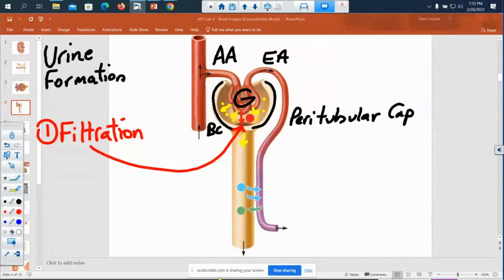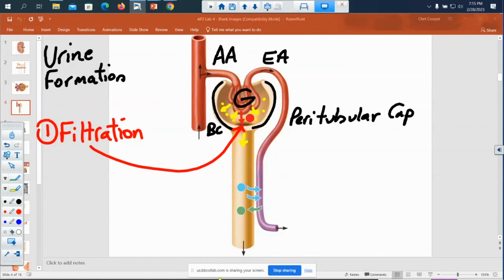Now, it's filtration because the blood that's in the glomerulus is under pressure. The glomerulus actually has little holes in it, and it pushes the fluid out. It's pressure pushing out, and that's the technical definition of filtration. True filtration, like when you make coffee with a coffee filter, the pressure behind it pushes stuff across a membrane and it separates. So that's filtration. It is the first step in urine formation.